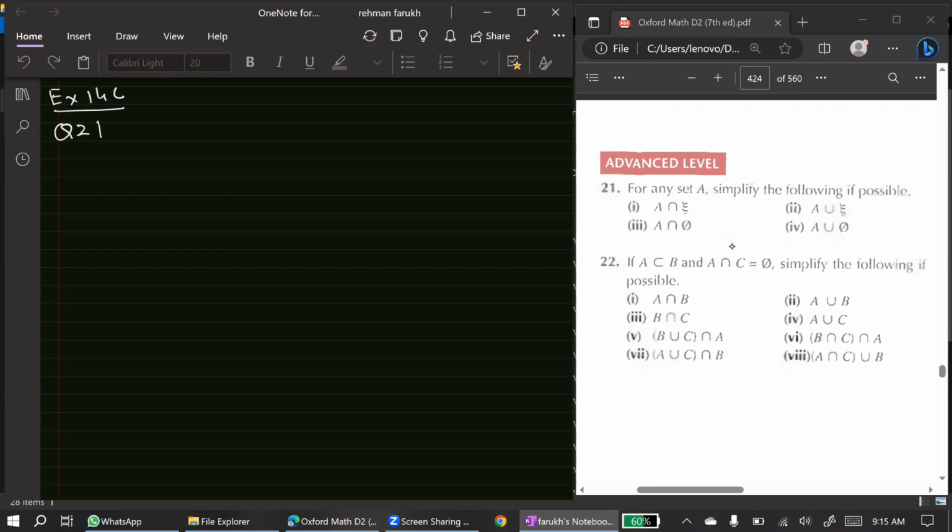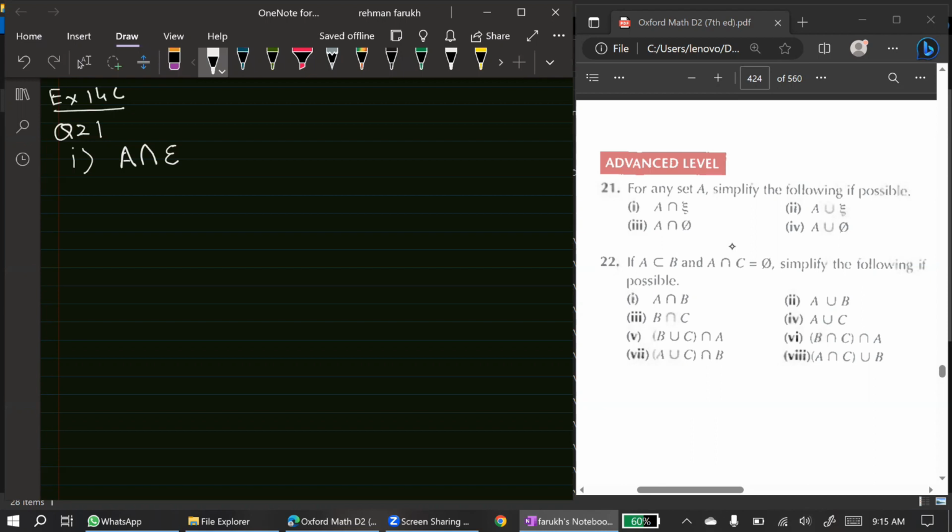For any set A, simplify the following if possible. Part 1 is A intersection universal set. As you know, we represent the universal set with the help of a rectangle, and this one is set A inside the universal set. Now we want to find out the intersection of the universal set and A.